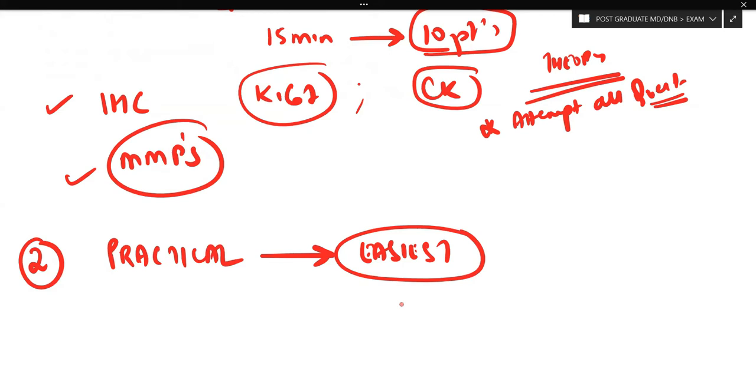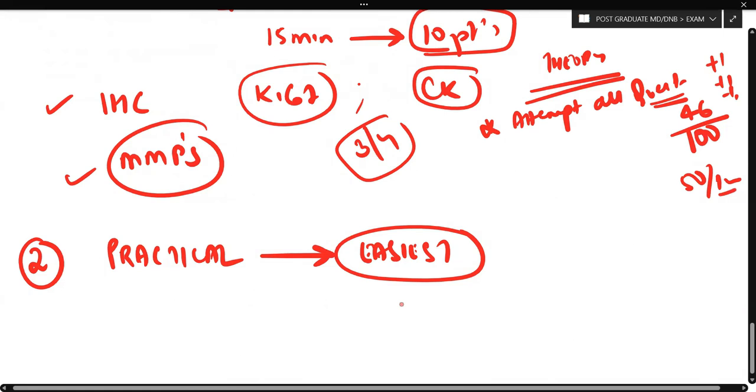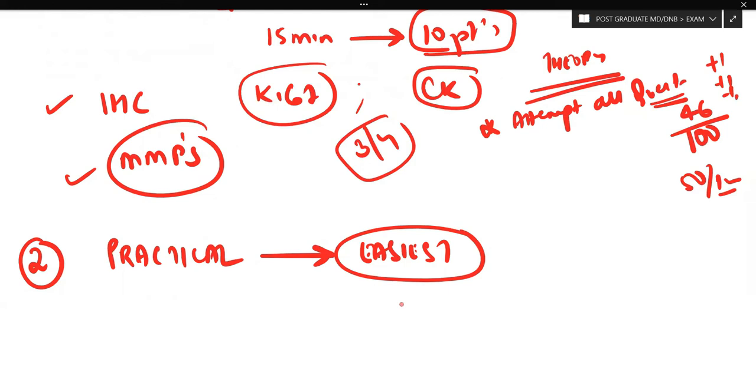For example, if you don't know a particular question, but you have written half a page, one page, two pages, at least out of 10, they will give you 3 or 4 marks. Also, when the examiner is giving the final marks and sees that out of 100 you are getting 46, if you have attempted more questions he can add +1, +1, +1 and make it around 50 out of 100. You understand my point? So always attempt all the questions. I am telling you this out of my personal experience as an examiner.